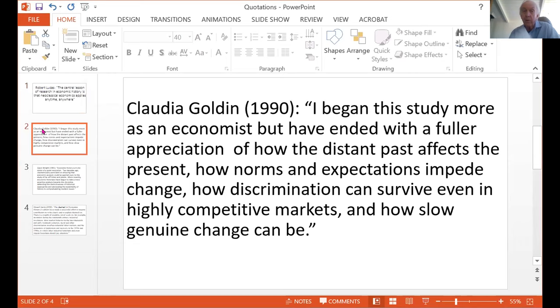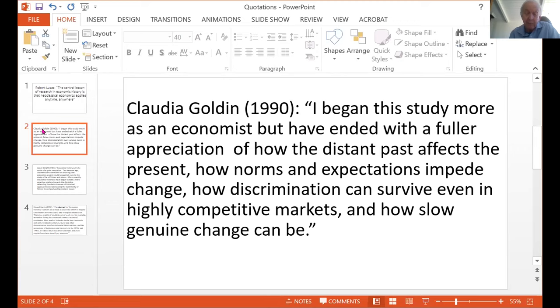This is from her book on Understanding the Gender Gap, published in 1990. I began this study more as an economist, but I've ended with a fuller appreciation of how the distant past affects the present, how norms and expectations impede change, how discrimination can survive even in highly competitive markets, and how slow genuine change can be.